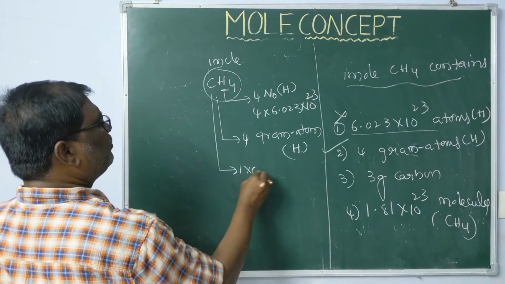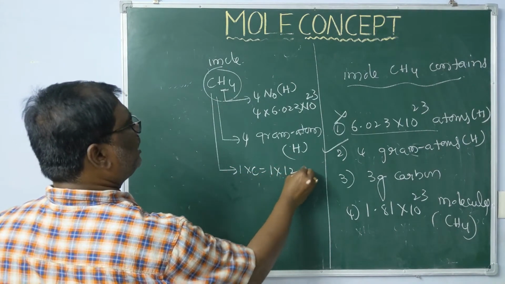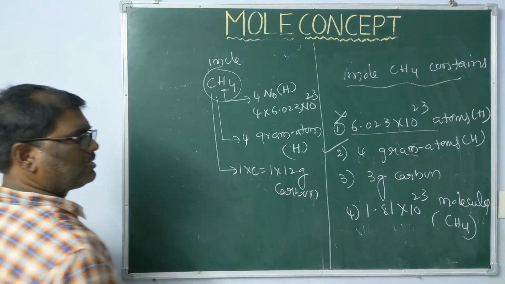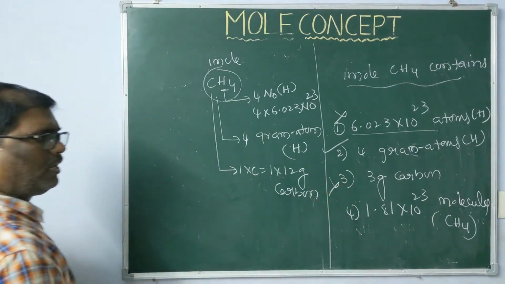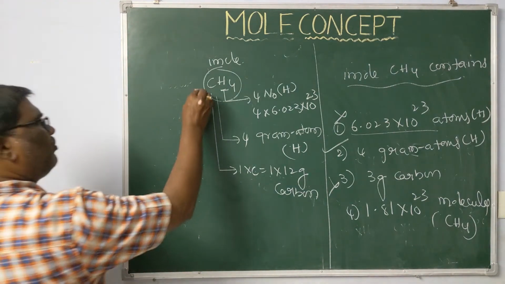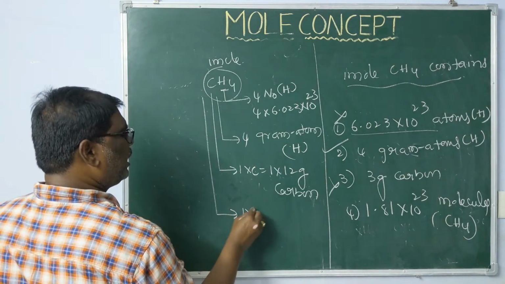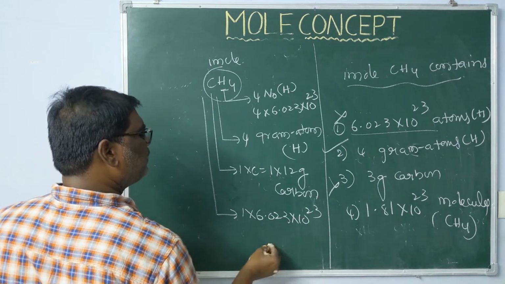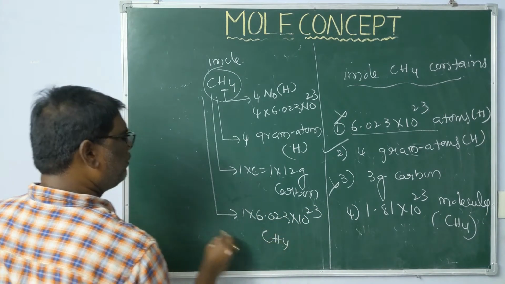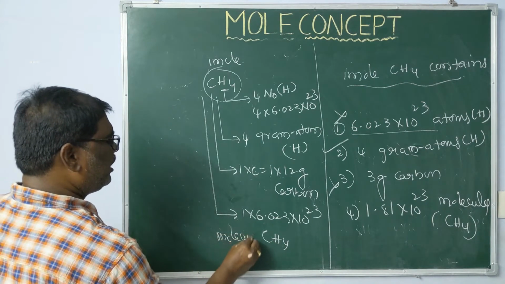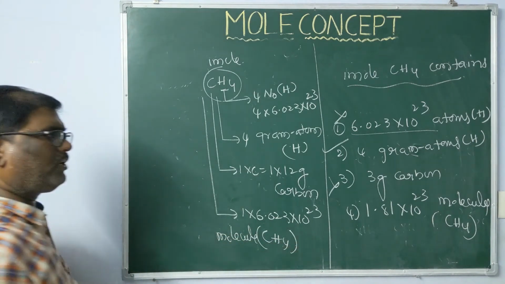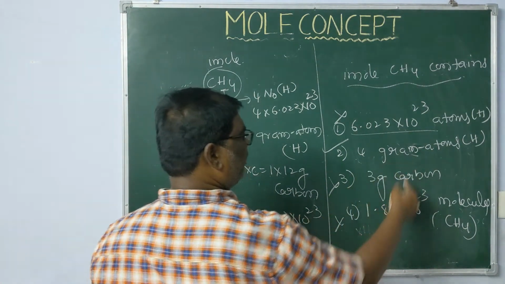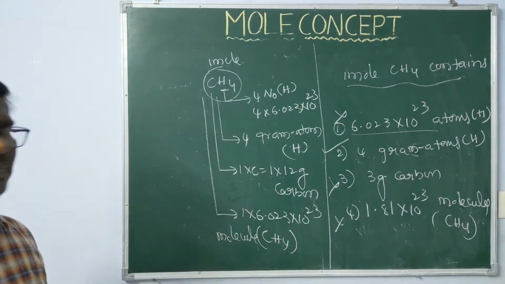Now what about carbon? 1 carbon which is of weight 1 into 12 grams of carbon. But in option 3 they gave 3 grams, wrong one. Next one, molecules. 1 mole methane has 1 into 6.023 into 10 power 23 molecules of methane. But they gave 1.8 into 10 power 23. So what is the right option? 4 gram atoms of hydrogen is the right option.